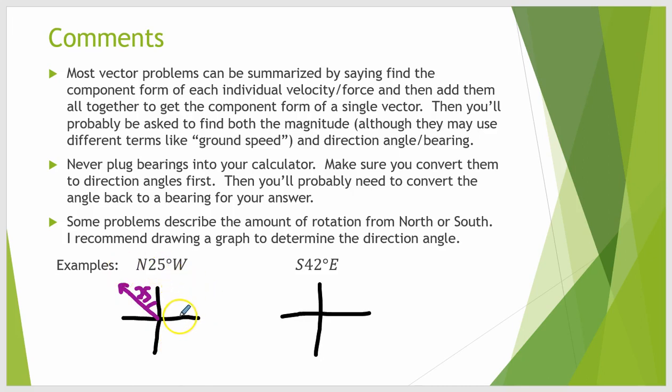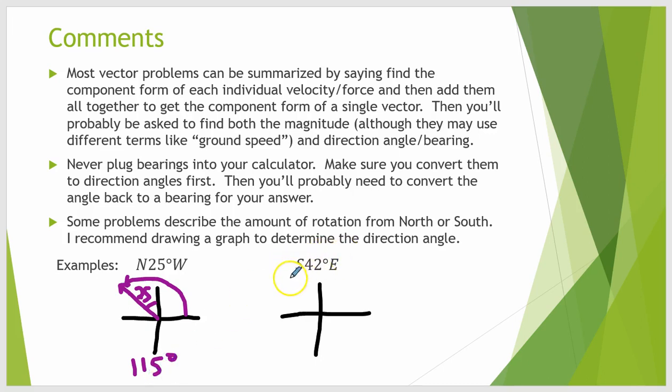Well, for the direction angle, we need to measure this entire angle of rotation. So my answer would be the 90 for the first quadrant and the extra 25 in the second quadrant before I hit the diagonal line. So 90 plus 25 would be 115.